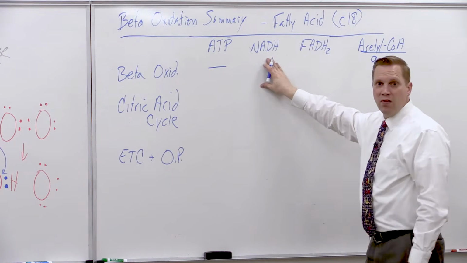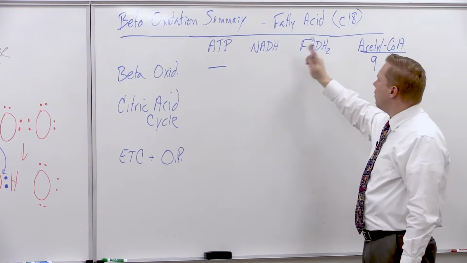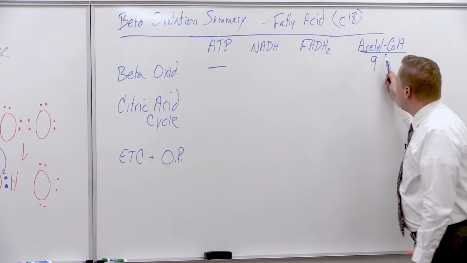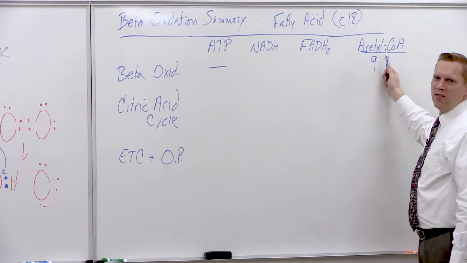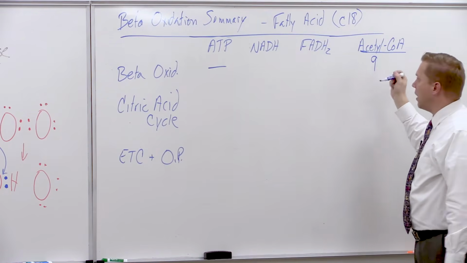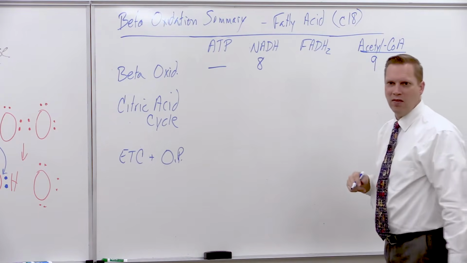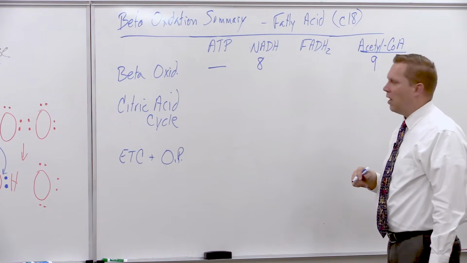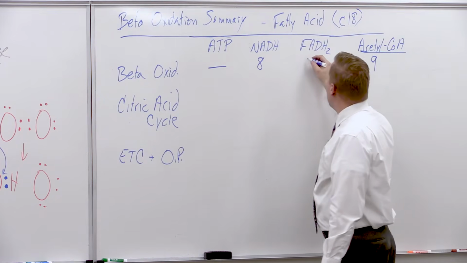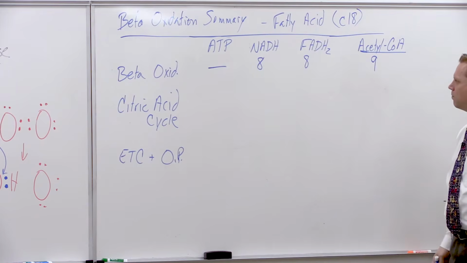But we do produce some NADHs. How many NADHs do we get? Well, we get 1 for every acetyl-CoA we produce except for the first one. So we would get a total then of 8 NADHs out of breaking down that 18 carbon fatty acid. And then we would get 8 FADH2s as well.